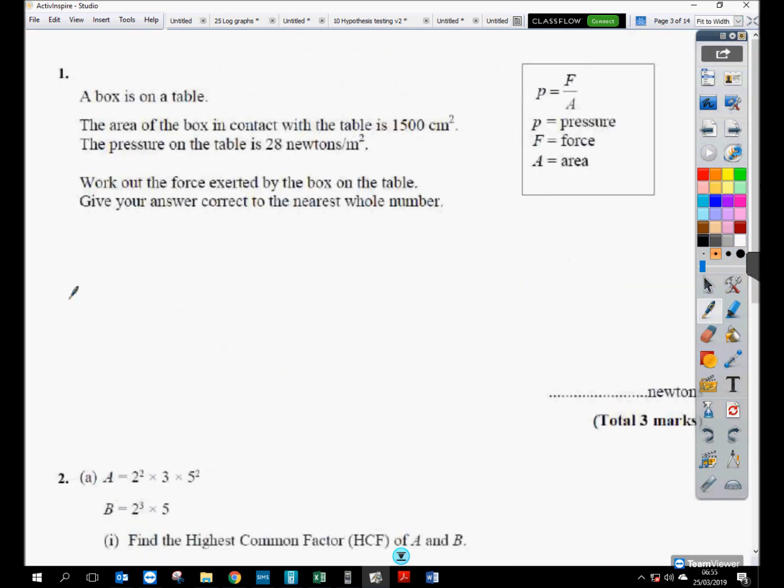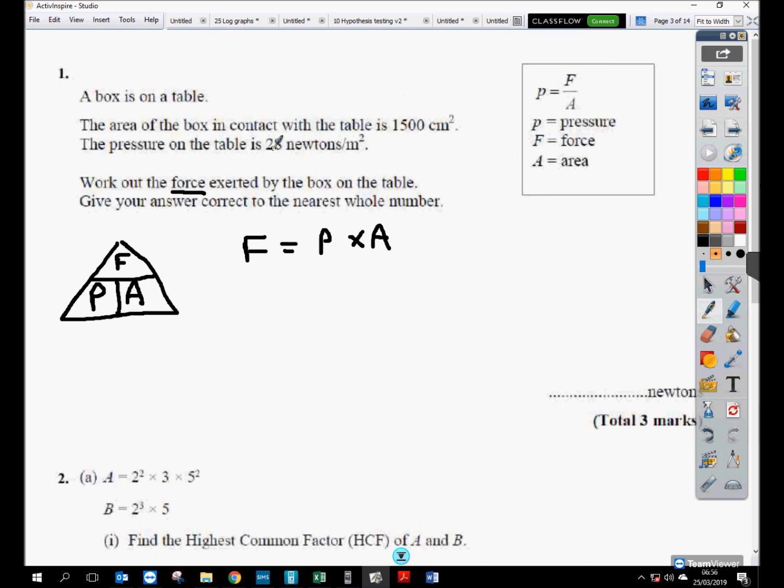Okay, question 1 deals with pressure. There is a formula for pressure. Pressure equals force over area, which we can write in a triangle, if you prefer. In this question, we're trying to work out force. So force is equal to pressure multiplied by area.